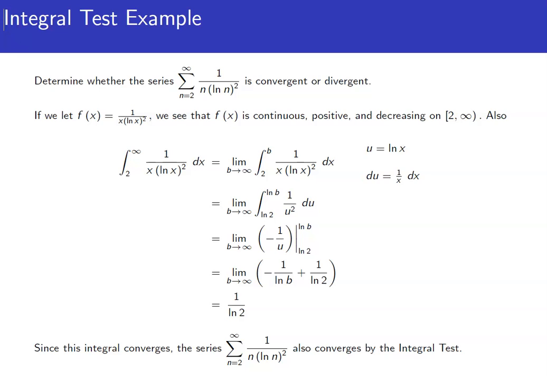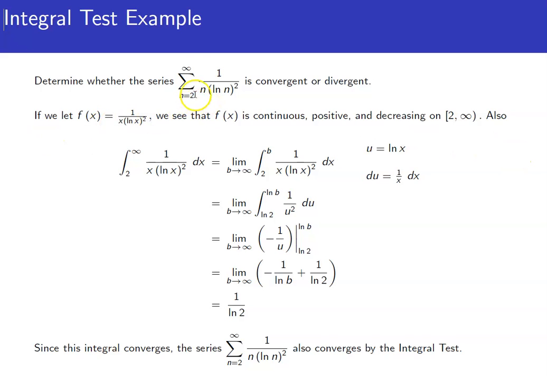In this video, we're going to do another example involving the integral test. So we're being asked here to determine whether the series from 2 to infinity of 1 over n times natural log of n quantity squared is convergent or divergent. So we'll let the function f be 1 over x times log x quantity squared.